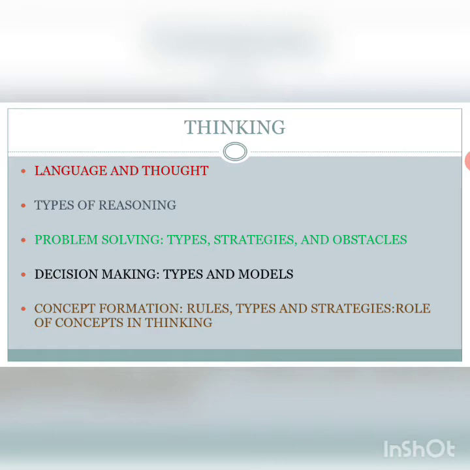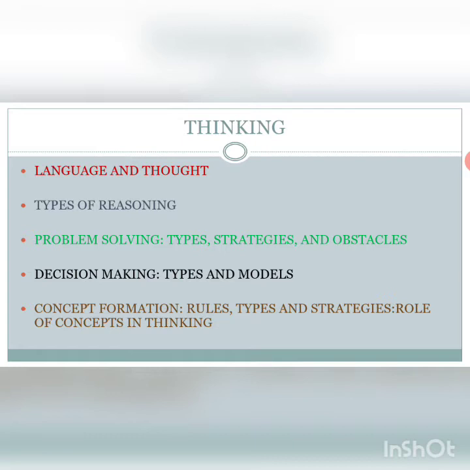So these are the topics that we are going to discuss today: thinking, language and thought, types of reasoning, problem solving, the types of problem solving, strategies and obstacles. And we will also discuss decision making, the types and models of decision making, and concept formation, rules, types and strategies, and the role of concepts in thinking.